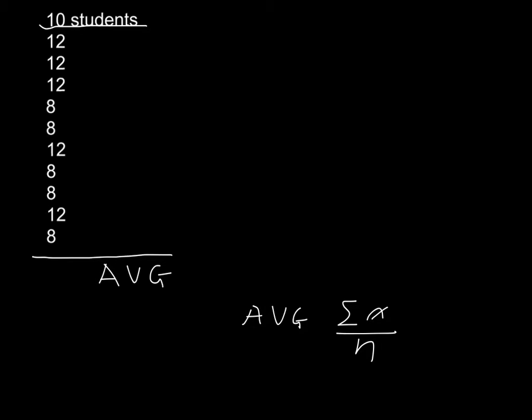And when I add all these up, 12 5 times is 60, plus 8 5 times is 40, so I wind up with 100 divided by 10 measurements is 10. So the average of my group of measurements here is 10.